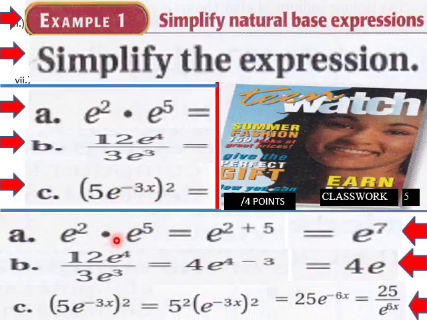And then here, what do we do with that? Well, we use the power of a power property. 5 squared, and then e to the negative 3x squared as well, and this gives us this number here. We have a negative 6x here, e to the negative 6x, which will reciprocate. That's the negative exponent property, and we end up with this number here.